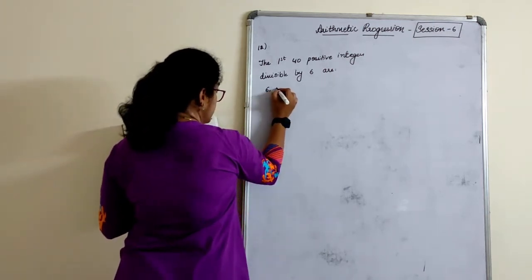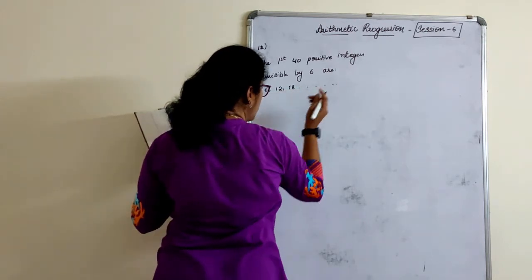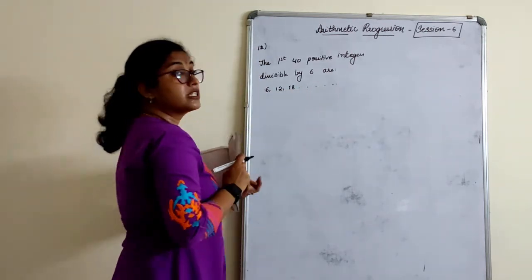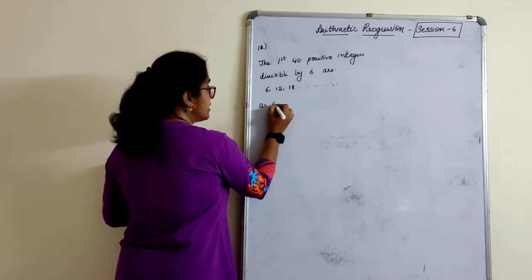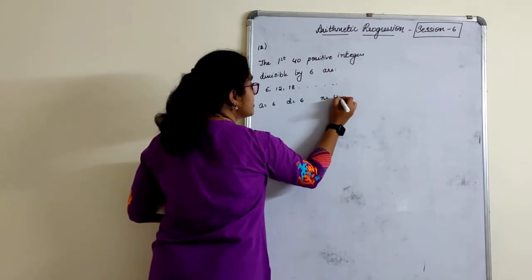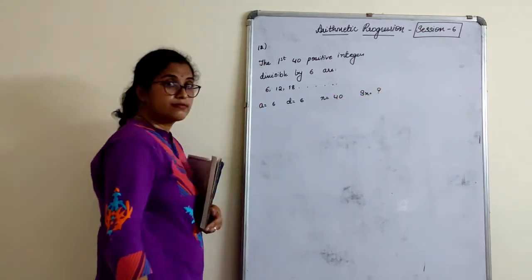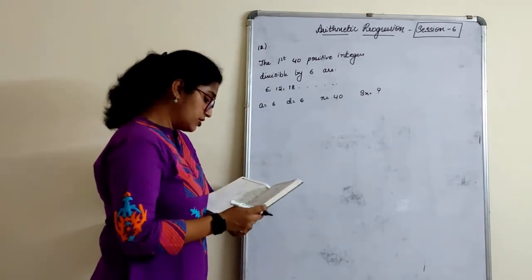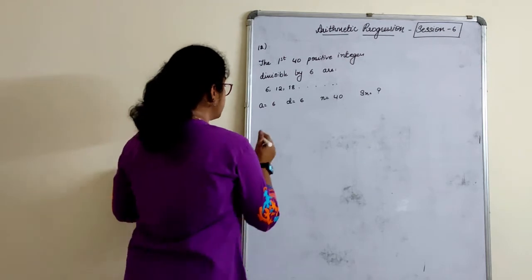6 ones are 6, 6 twos are 12, 6 threes are 18, and so on, up to 40 positive integers. That means your first term is 6, your common difference is 6, your n is 40. Find the sum. Right? And it is a direct question, children. Directly we need to find the sum. That is, directly we start with Sn.